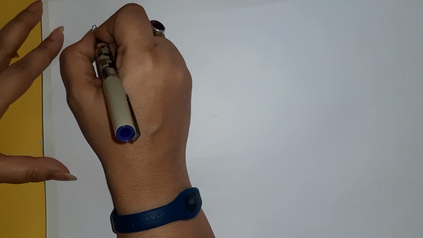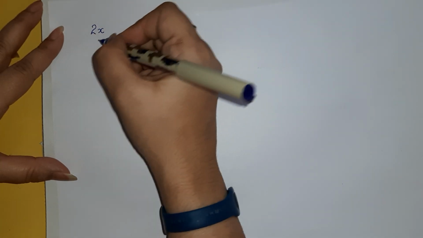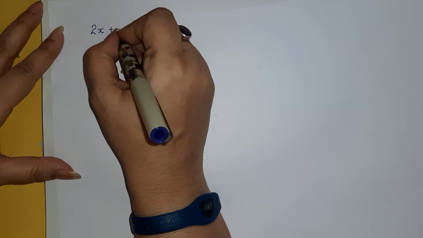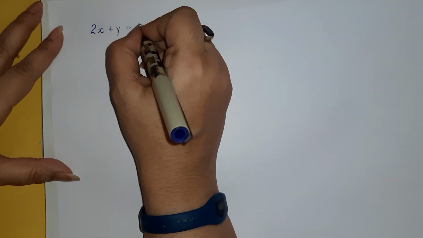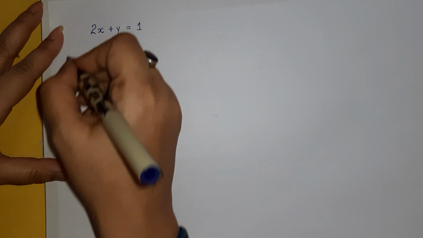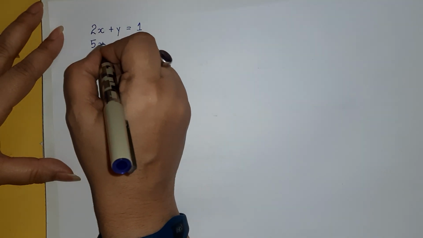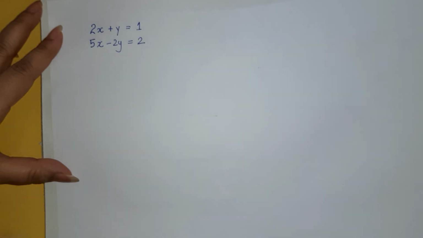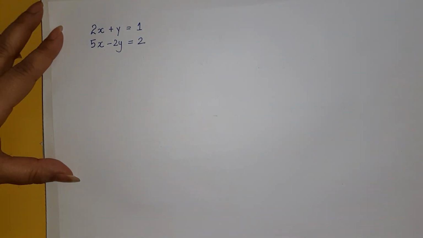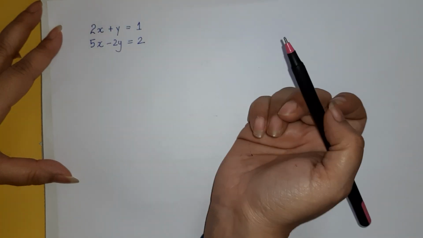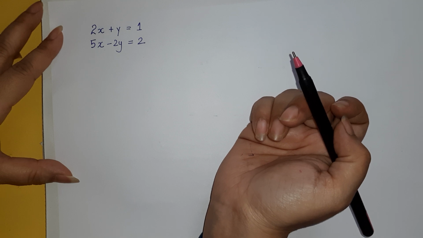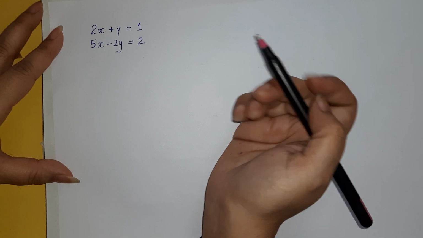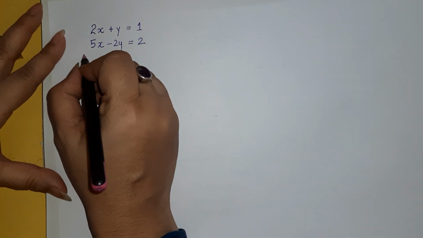Now we have two more equations. 2x plus y equals 1, and 5x minus 2y equals 2. Now we have learned to add or subtract the equations. Since the signs are opposite, we would feel like adding. But if we add, see what would happen.